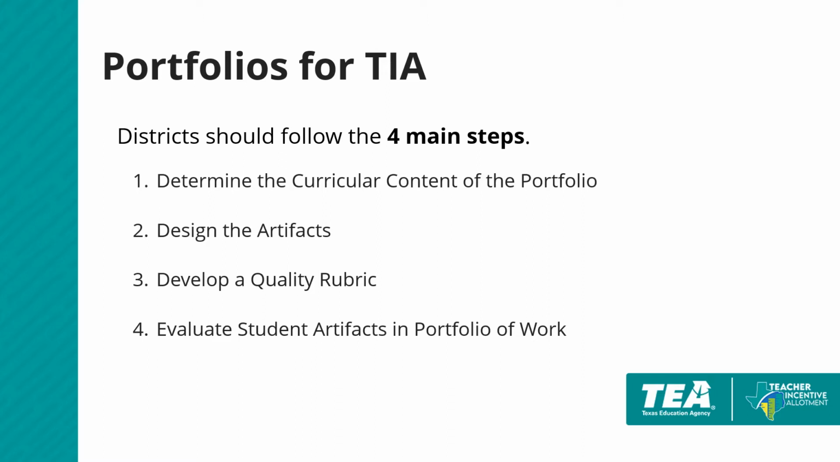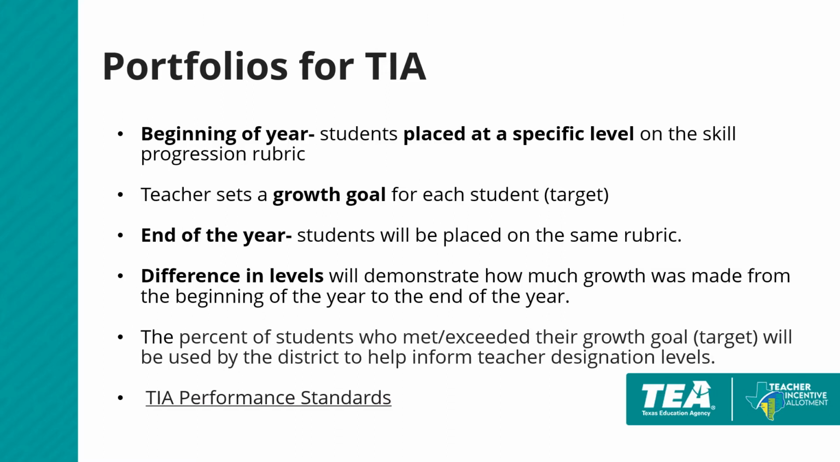Districts should follow these 4 main steps for a portfolio system to be effective for TIA. I will go through these in greater detail really soon. Based on those skill descriptors to which each student's beginning of year work most closely aligns, plus the additional other student data points, teachers set a targeted goal for the level on the skill progression rubric to which they expect each student's end of year work to align.